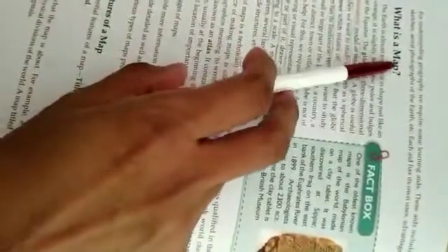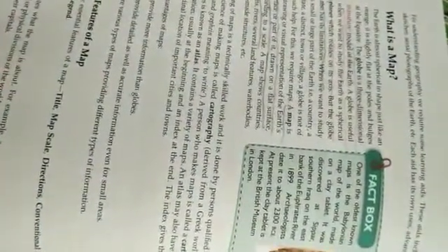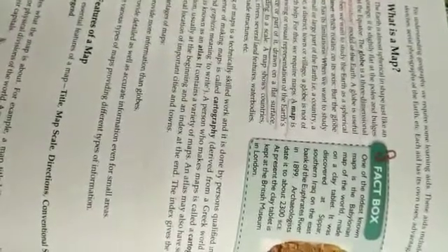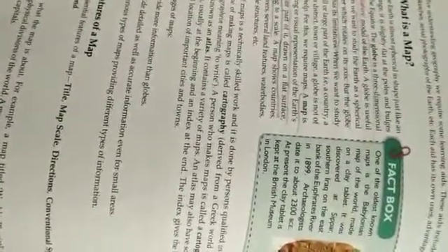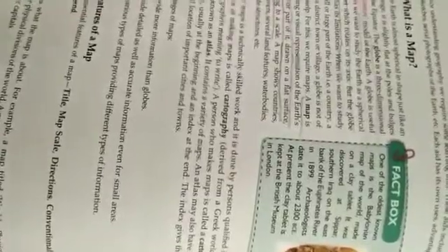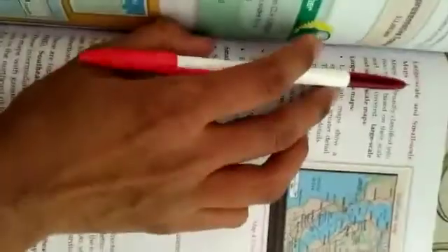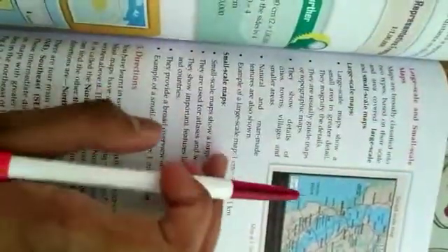So in our previous video we discussed what a map is. Then we discussed the essential features of a map, like title and map scale. In map scale, we discussed the three types of scale: verbal or statement scale, linear or graphic scale, and representative fraction. So in this video we are going to discuss large scale and small scale maps, and direction. Then we'll move forward. So what are large scale and small scale maps?